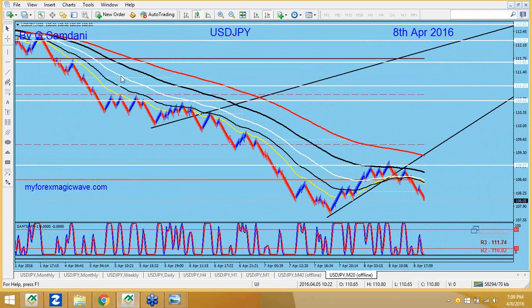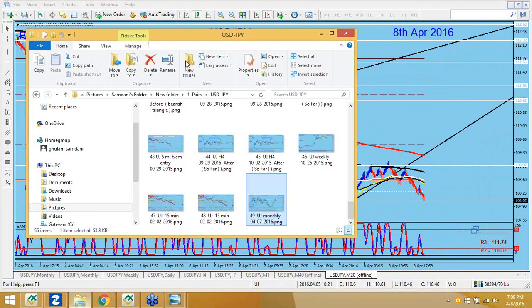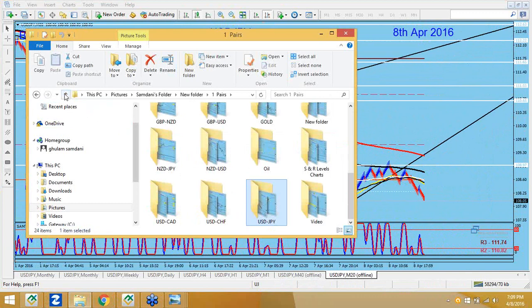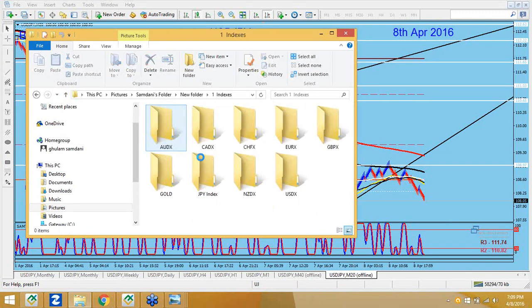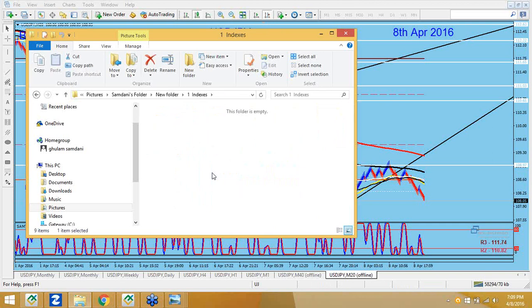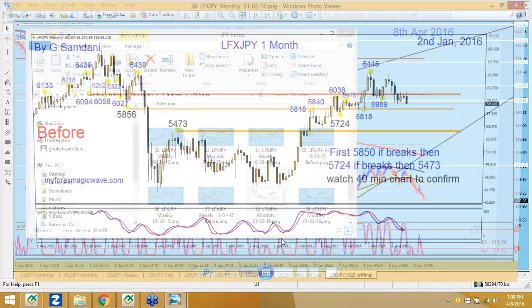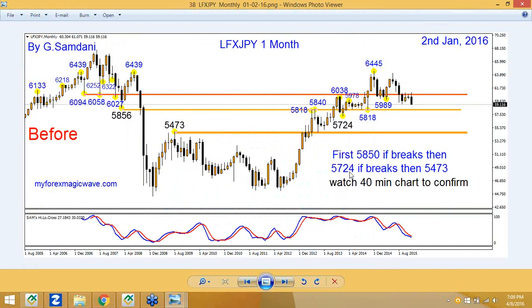Ask me any questions. Why is this yen dropping? Let me just quickly show you why it is dropping. From here, see this? I said we're going to drop down here, 54.73.